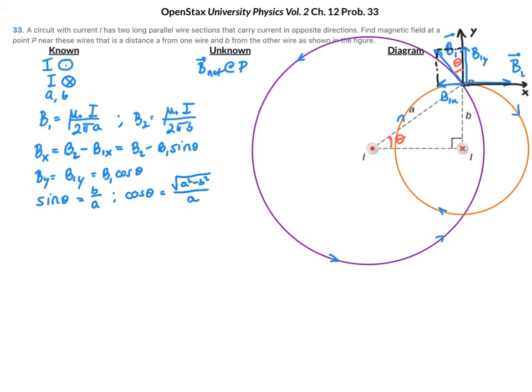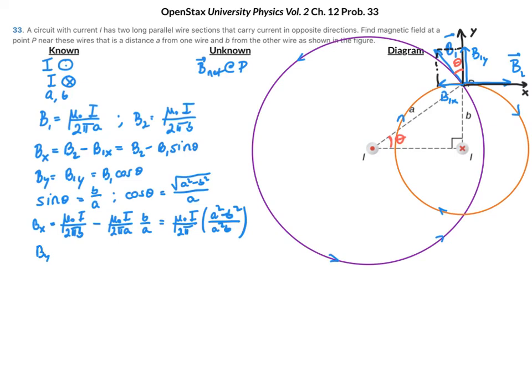So let's start putting things together. Bx will be B2, so that's mu naught I divided by 2 pi b, minus B1, so that's mu naught I divided by 2 pi a, times sine theta, b over a. So Bx will be mu naught I divided by 2 pi, so I factor that out, times a squared minus b squared divided by a squared b.